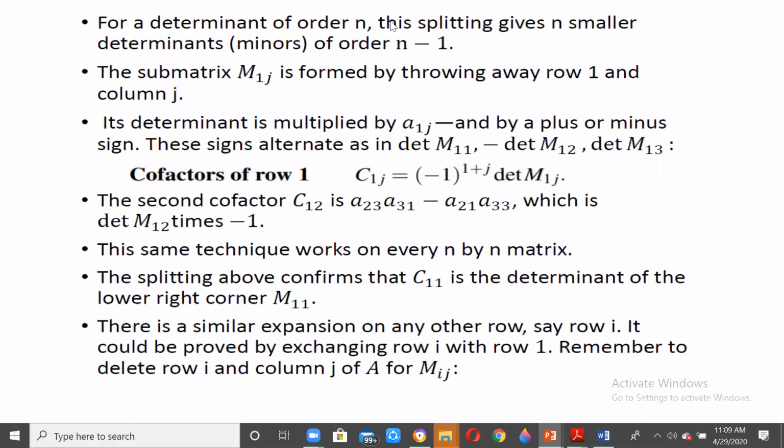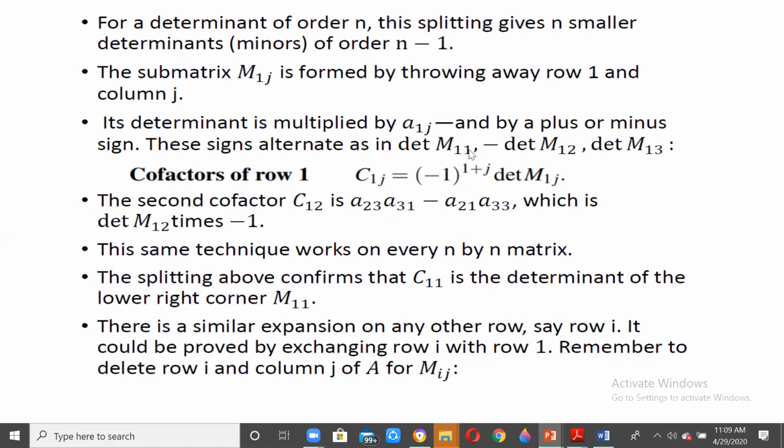So for a determinant of order n, this splitting gives n smaller determinants or minors of order n minus 1. The submatrix M1J is formed by throwing away row 1 and column J. Just trying to describe the process of how we can find the value of the determinant. So its determinant is multiplied by A1J and by a plus or minus sign. These signs alternate as in the determinant M11 minus determinant M12, determinant M13.